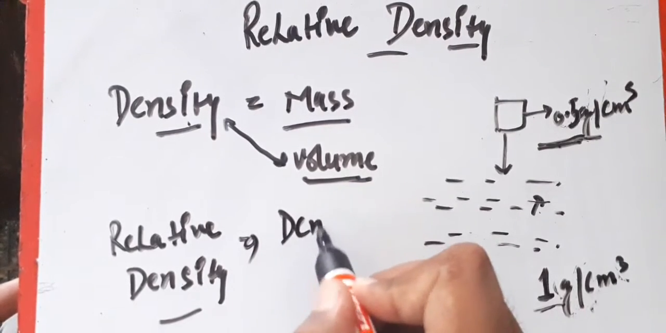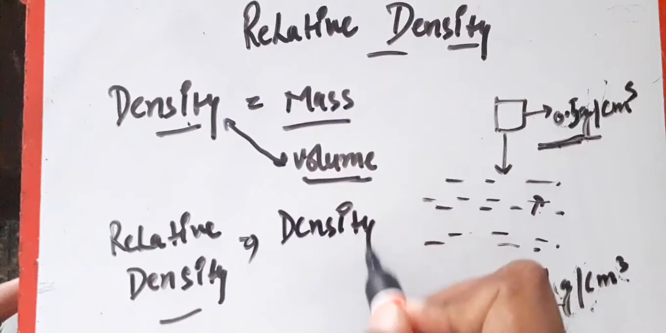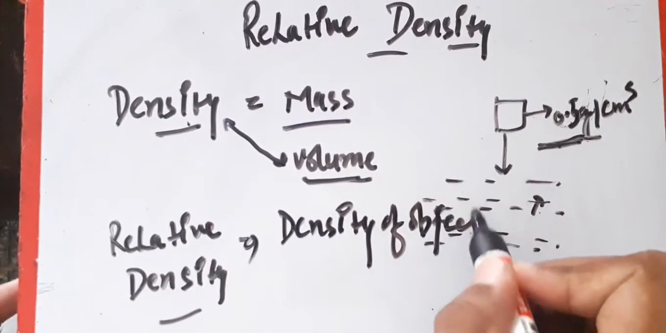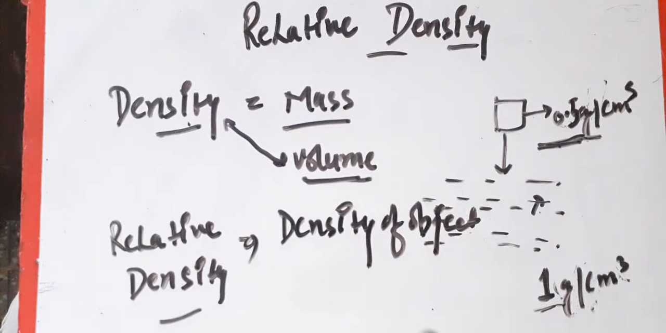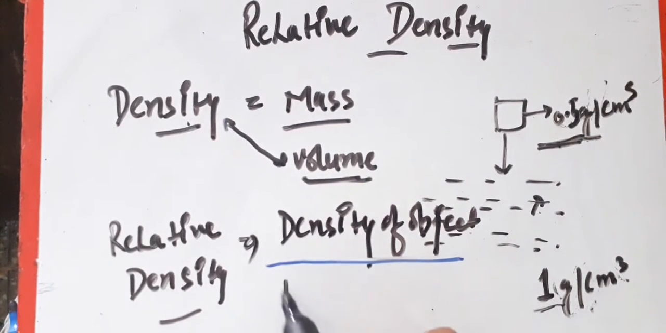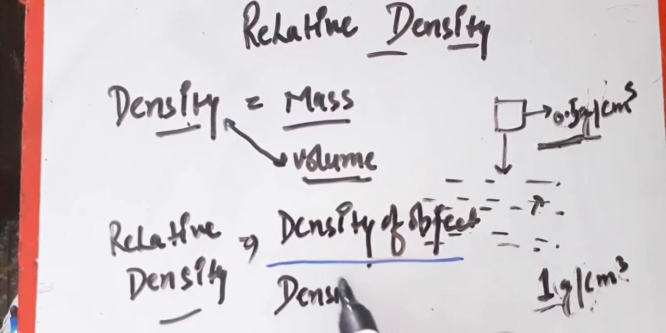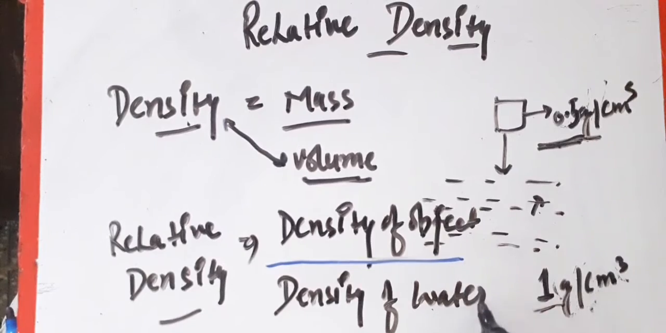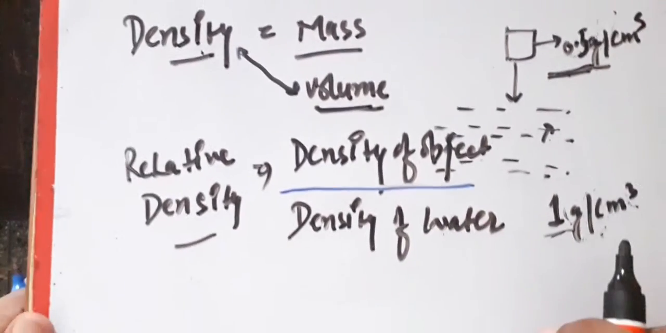Density of the object divided by density of the fluid, or you can write density of the water. Density of water. In our course, water is there, right? So we'll do one question.